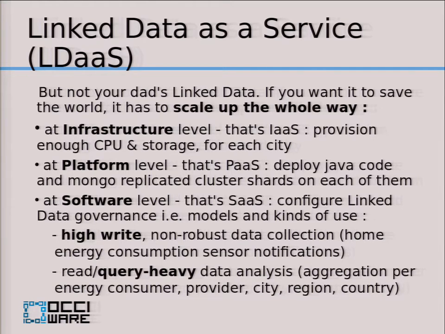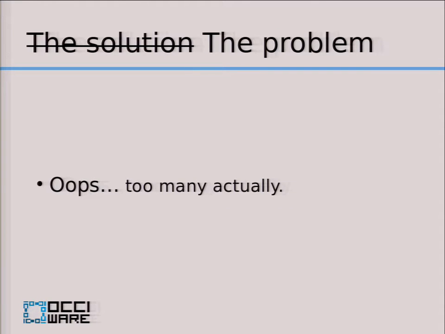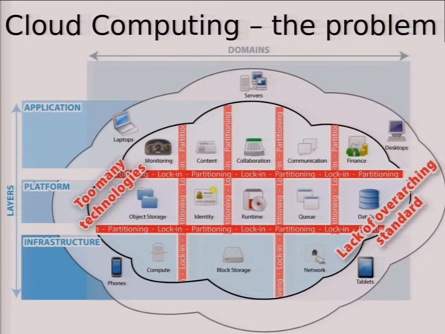We first need high write, high performance, therefore non-robust data collection. We need to collect data from all home energy consumption sensors in all the world. And we need to be able to do any kind of queries, any kind of data analytics, such as aggregating per energy consumer provider, but also city, region, country. Great. Cloud computing will save us. And luckily for our Hobbit, there are well-known standards and solutions in cloud computing. Maybe there is a problem.